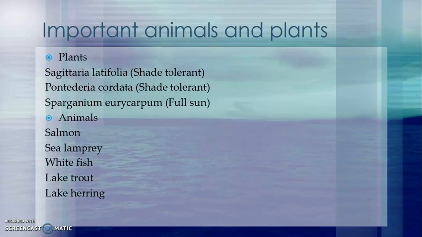Important animals and plants. The Sagittaria is a shade-tolerant plant. The Ponditaria is also a shade-tolerant plant. And the Sparganium requires full sun. Animals that were most mentioned in this ecosystem are salmon, sea lamprey, whitefish, lake trout, and lake herring. Salmon, whitefish, lake trout, and lake herring are all fishes that people fish for a lot in that ecosystem.